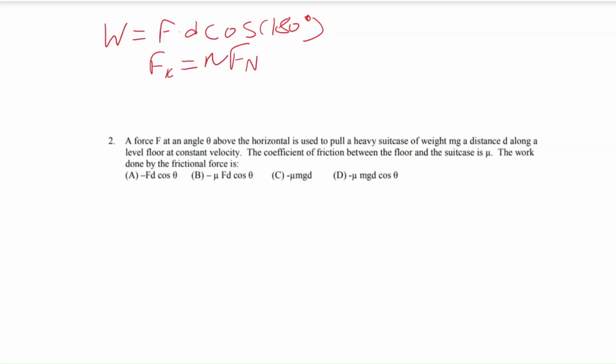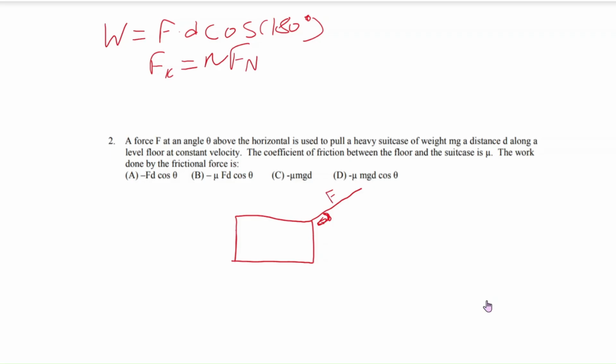So drawing our diagram, we'll have a suitcase, and it's pulled with a force F at an angle above the horizontal. So here is the horizontal, and above the horizontal means it's going to be right here, and this is the angle. So this is above the horizontal by theta. Right here, this is the angle theta, and this is the force F.